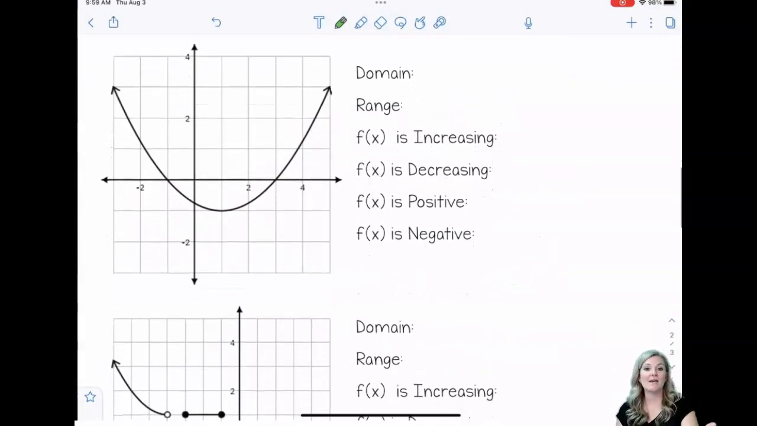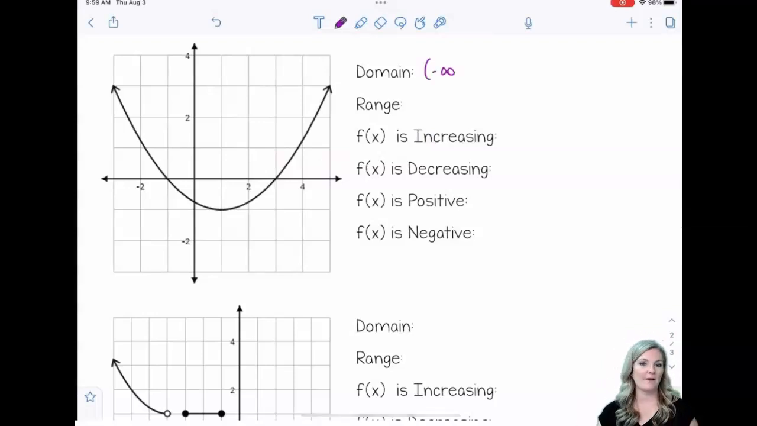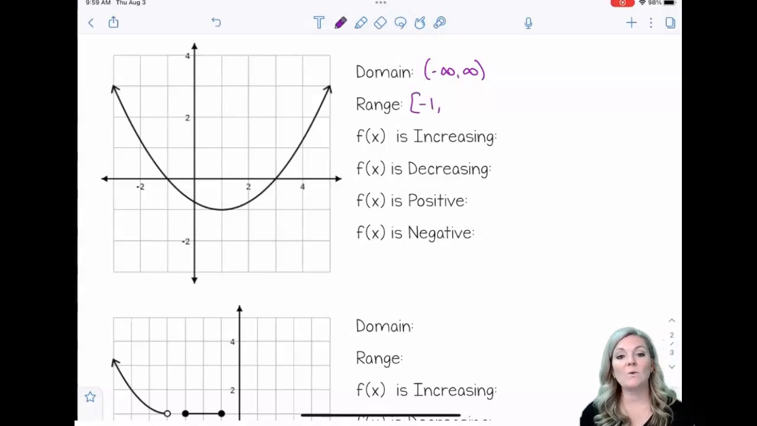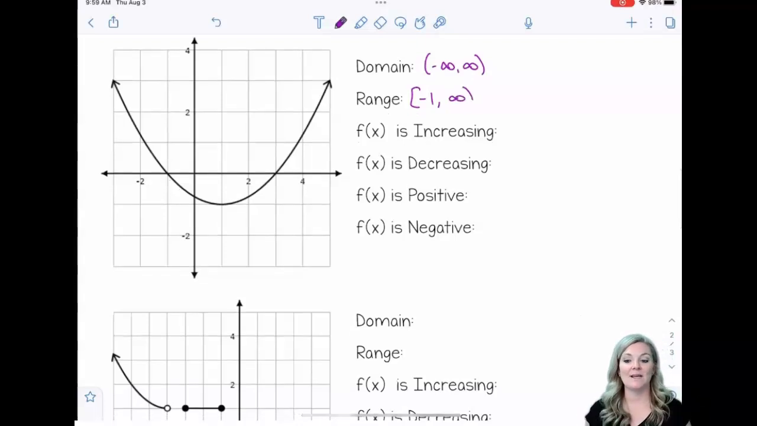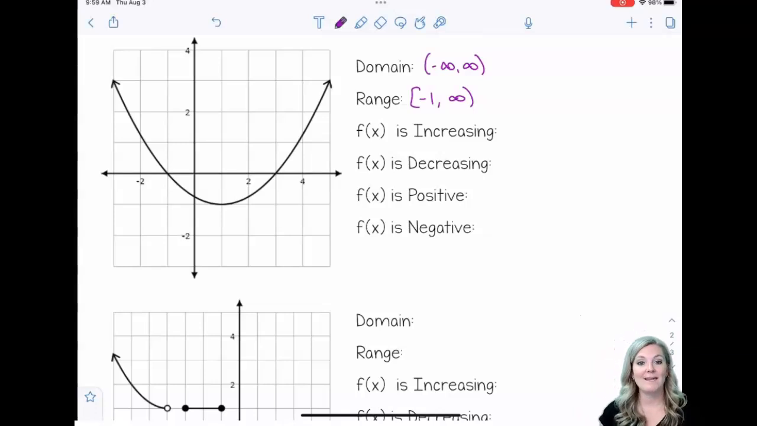All right, so now I have a quadratic graph. Domain, how far left and how far right? Well, this is going forever left and forever right, so negative infinity to positive infinity. How low is this going? This is going as low as -1, and it is going as high as infinity. Now, -1 is going to get a bracket because -1 is included. It is a solid line. If it's on the line, I like to say if it's on the line, it gets a line when you're talking inequalities, and if it gets a line, it gets a bracket.